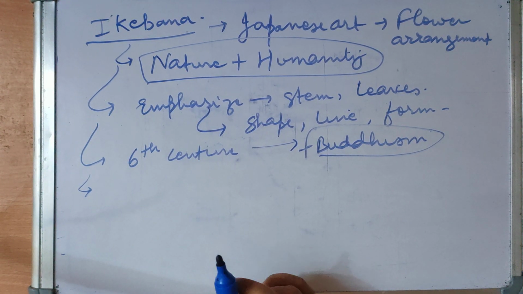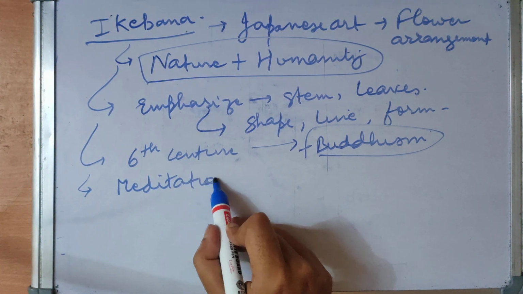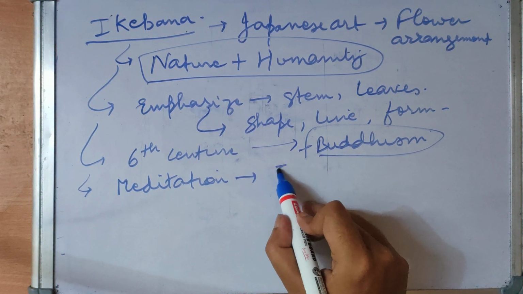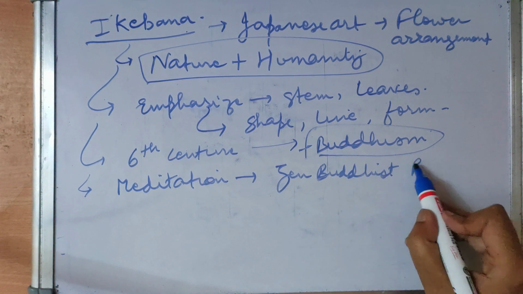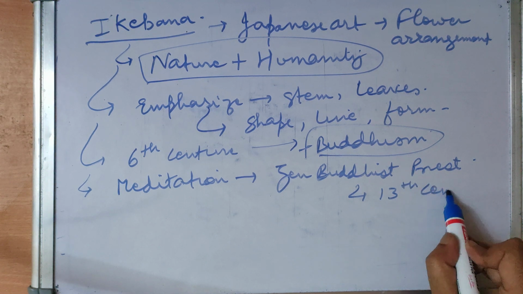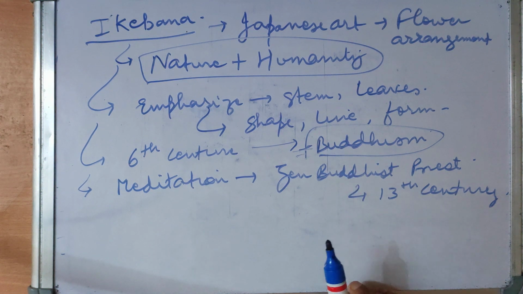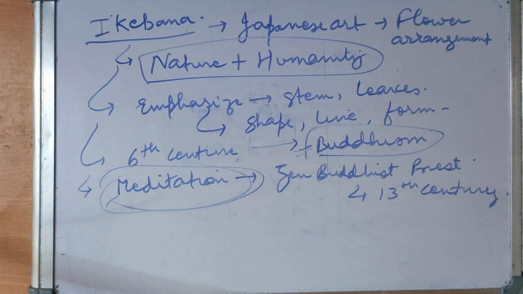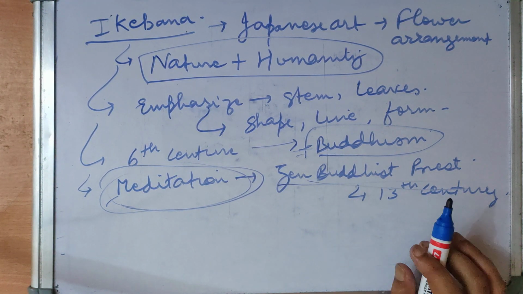The practice of Ikebana became a form of meditation for Jain Buddhist priests by the 13th century. So it was introduced in the 6th century with great influence from Buddhism, and by the 13th century it had become a type of meditation, mainly done by Buddhist priests.